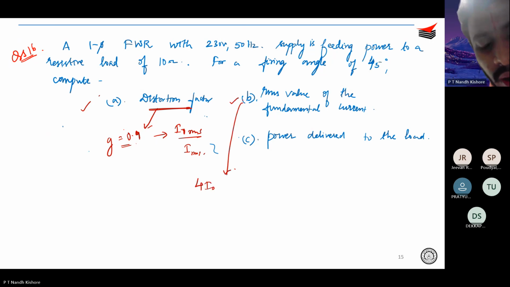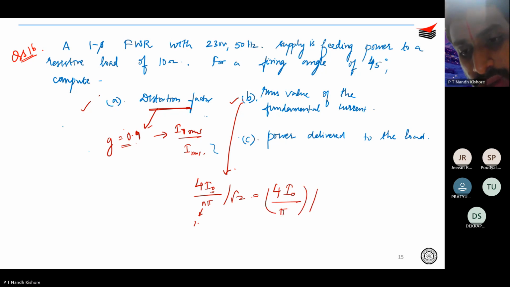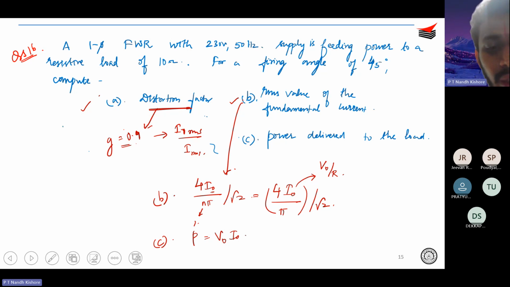And then what was the RMS value of the fundamental current? That is, from the Fourier series, 4 I naught by n pi over root 2, with n equal to 1. So you just need to find the average I naught. I naught is V naught by R, so this B can also be solved. And what is the power delivered to the load? P is V naught I naught. When you find V naught, you will of course get C. Simple question, right?